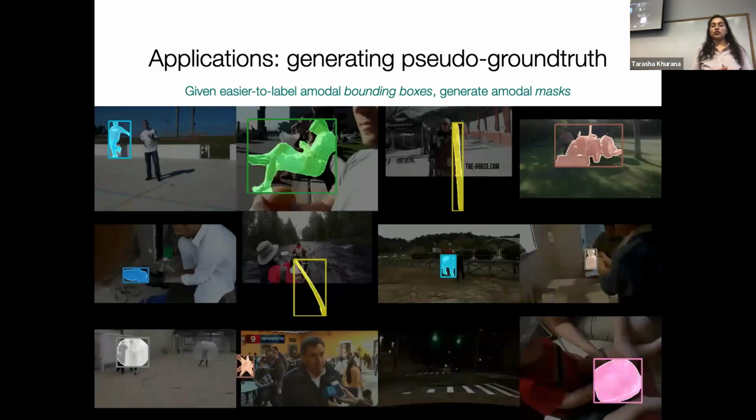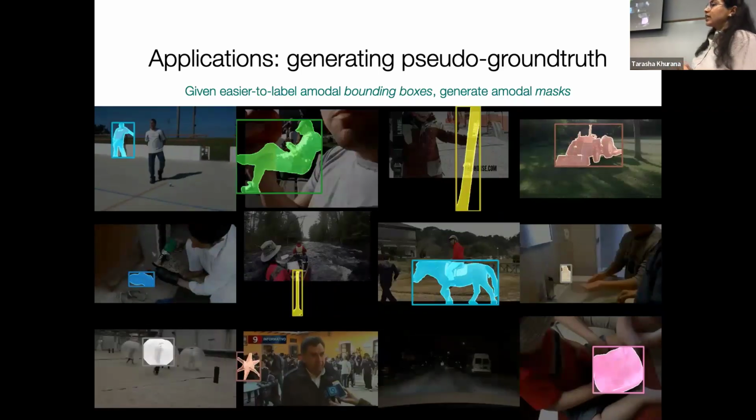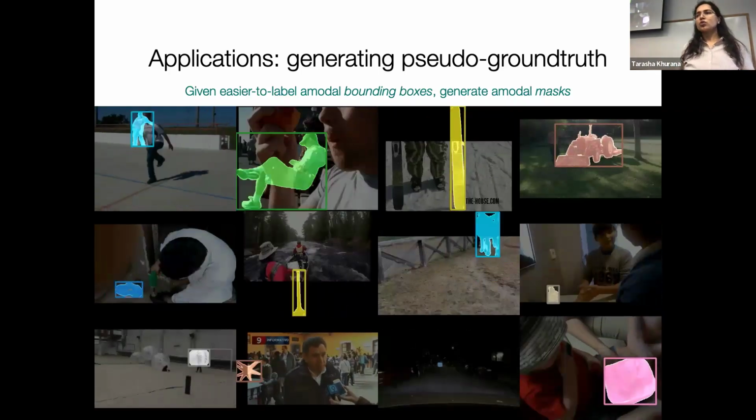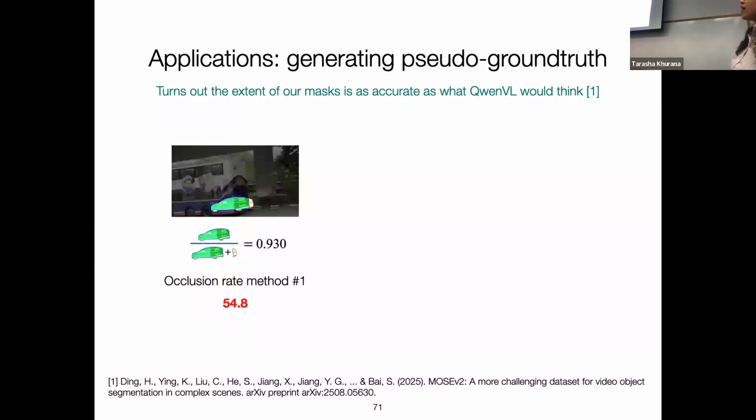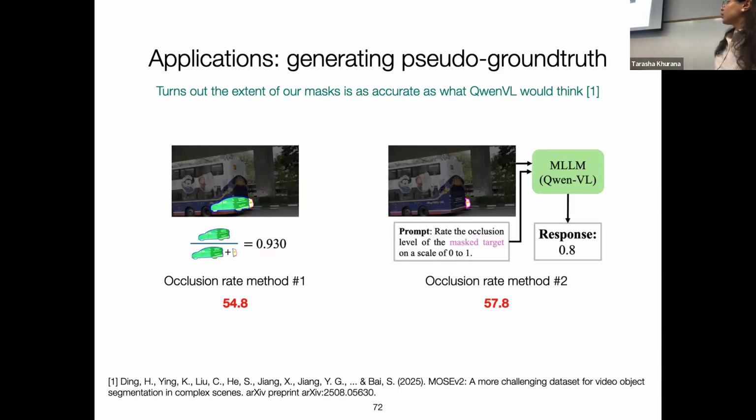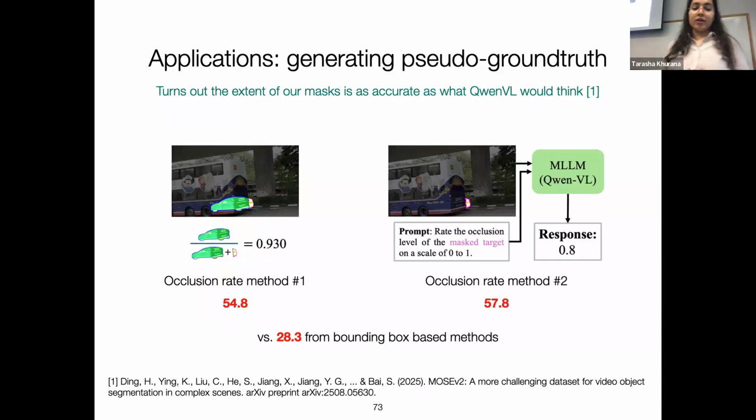Okay, so given the generalization ability of our model and the high quality of amodal masks, you can now use it to almost create pseudo ground truth for real-world data. We find that in a follow-up work on our method, this work shows that if you use our method to compute occlusion rates for different objects in a benchmark that they propose, along with computing the occlusion rate with multimodal LLMs like QwenVL, or by computing occlusion rates using bounding box methods like intersection over union, it turns out that the occlusion rates predicted by our method and this VLM called QwenVL are very similar, which kind of suggests that our amodal masks are quite realistic.